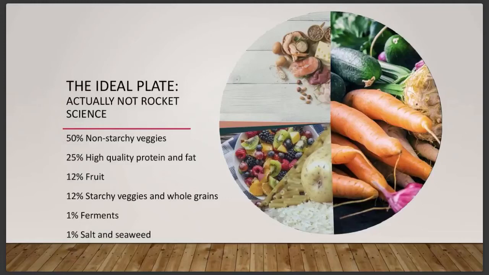So let me be more specific. Half of this plate is non-starchy veggies. And just to be clear, I used this picture and it included carrots in here. Carrots are starchy when they're cooked up. When they're raw, they're considered not really starchy. So we'll just say carrots are in their raw state on this side. And then 25% high quality proteins and fats, 12% maximum fruit, 12% starchy veggies and whole grains.